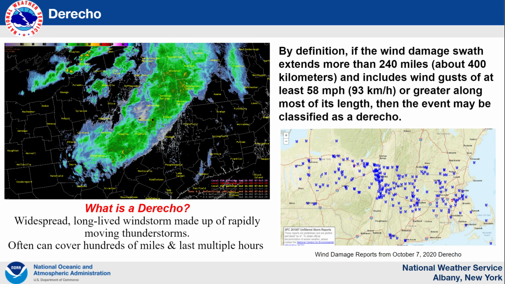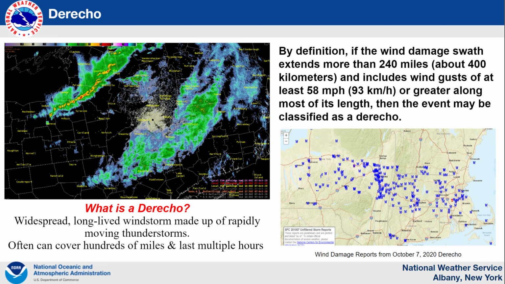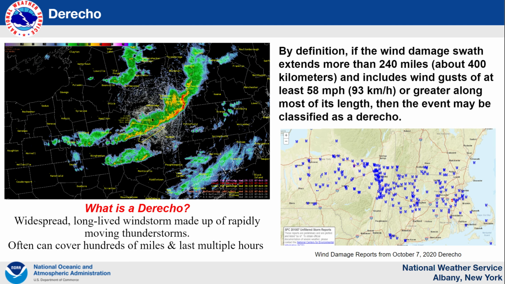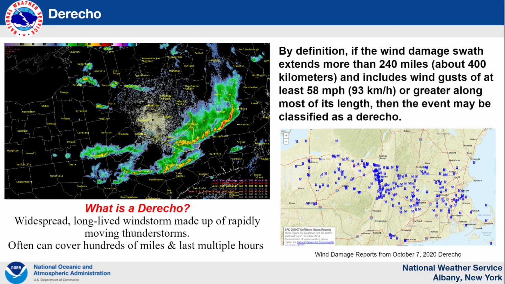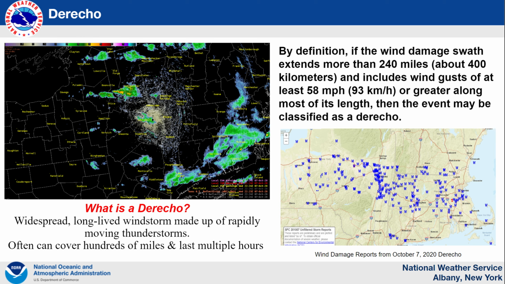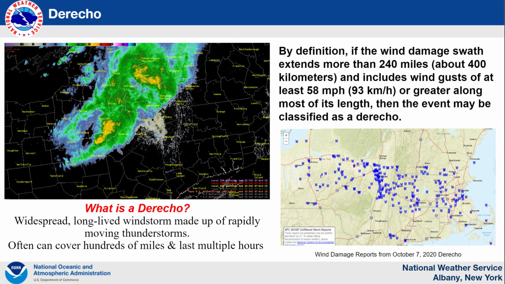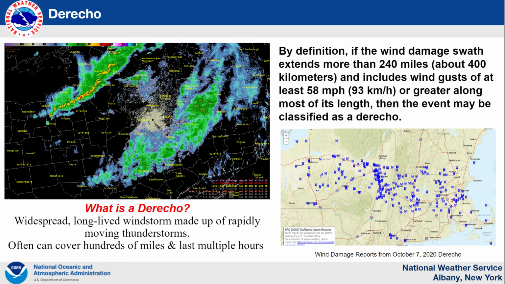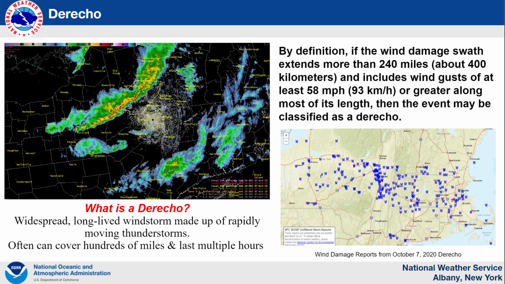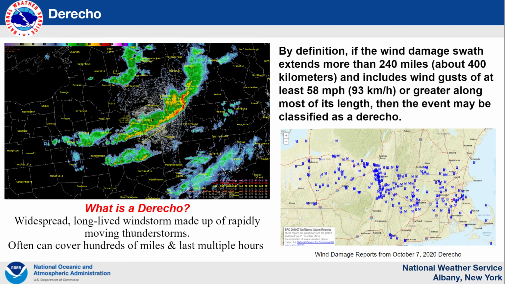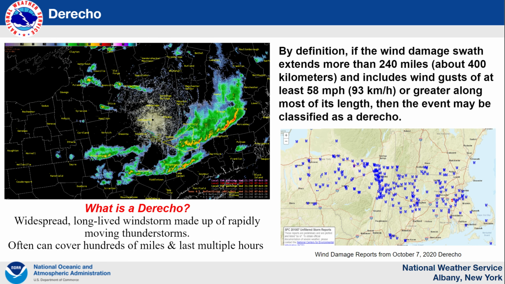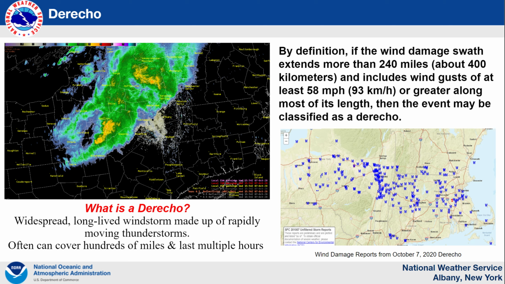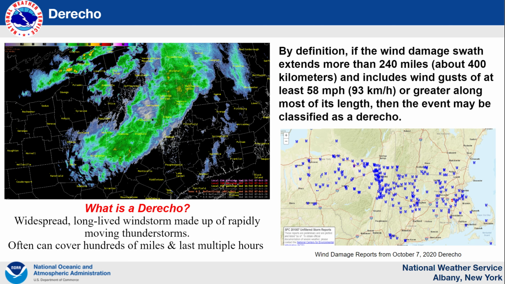A derecho is a widespread, long-lived windstorm made up of rapidly moving thunderstorms. Often they can cover hundreds of miles and last multiple hours. The super derecho occurred on July 15, 1995, where millions of trees were knocked down in the Adirondack Park. More recently, on October 7, 2020, a rare cool season derecho occurred across upstate New York into New England. By definition, if the wind-damaged swath extends more than 240 miles and includes wind gusts of at least 58 miles per hour or greater along most of its length, then the event may be classified as a derecho.